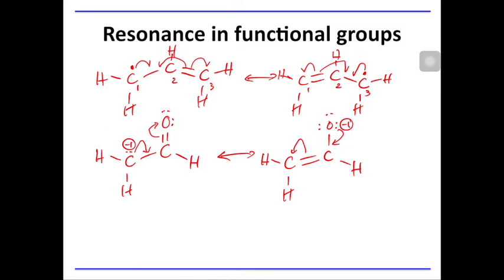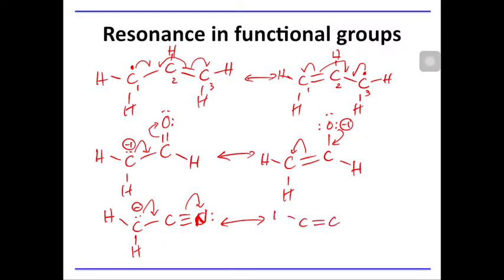Another example given is a nitrile, and this one is also an alternating single and triple bond. So this one is again a conjugated system. It's not only a single and double bond, but it can also be single and triple bond. This one can move here, pushing this pi electron here, and thereby forming this resonance form. And nitrogen would assume a formal charge of negative 1.